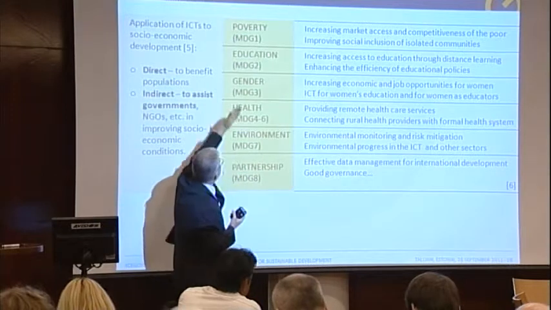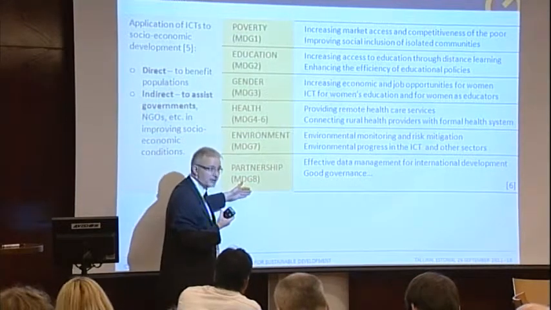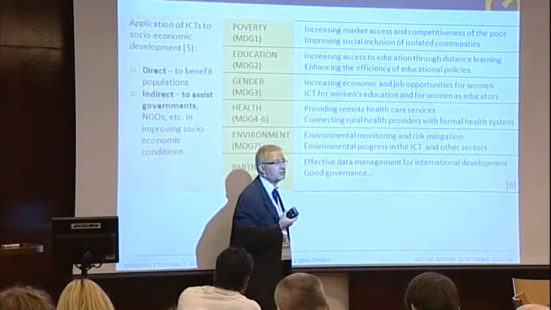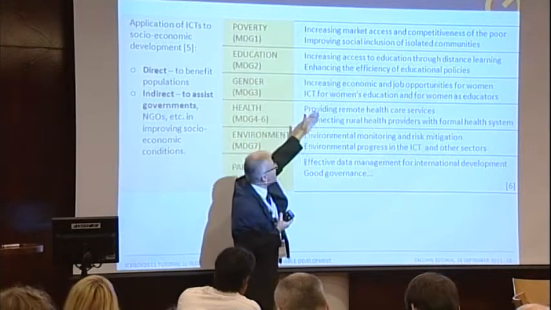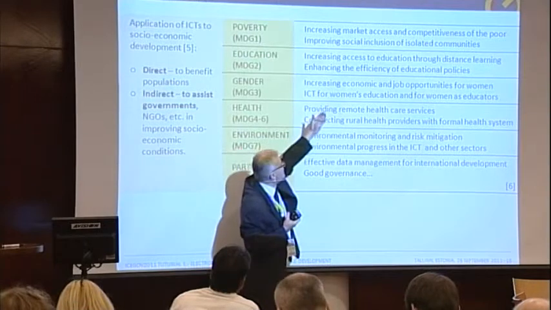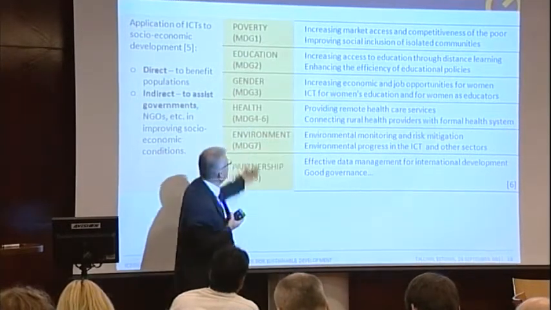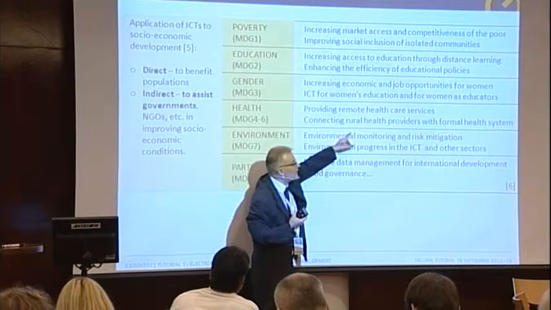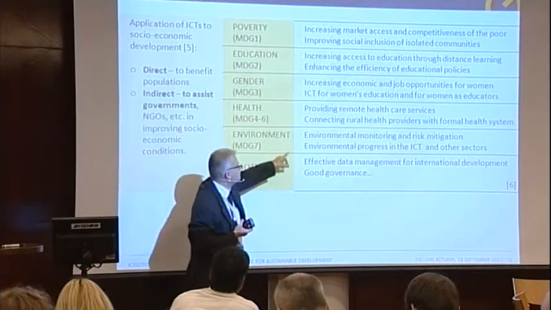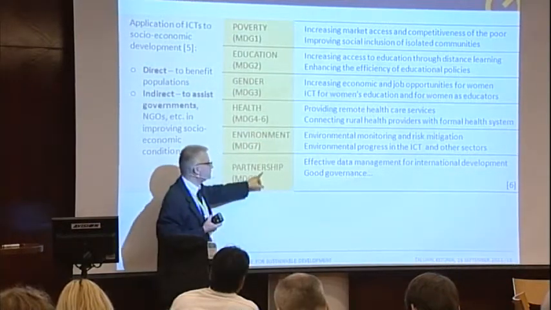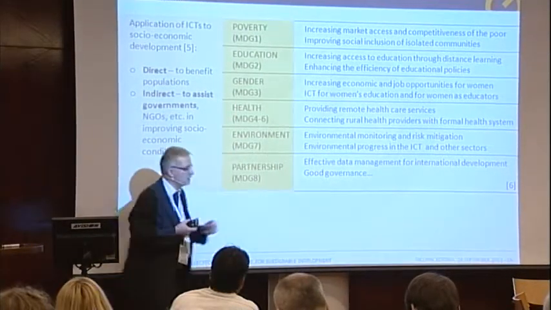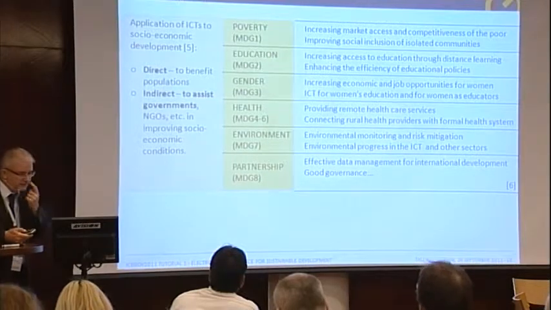Just some examples, looking at the MDGs. For poverty, increasing market access and competitiveness of the poor. For education, increasing access to quality education through distance learning. For gender, increasing economic and job opportunities for women. For health, connecting rural health providers, informal, with the formal health system. For environment, monitoring and risk mitigation. For partnership and good governance, pursuing the principles of good governance. Maria will talk about this in her presentation.